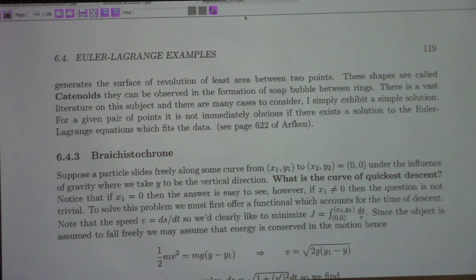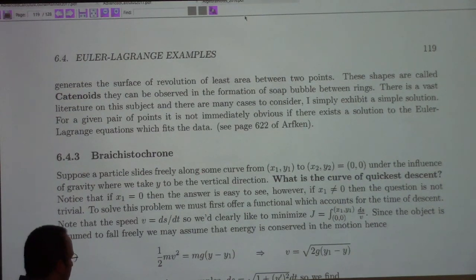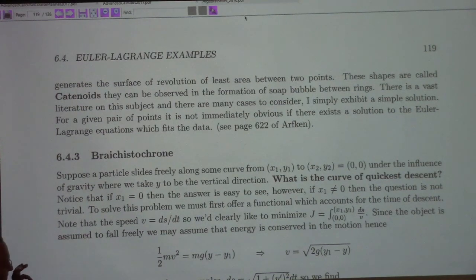Another classic problem is the brachistochrone. Do you think I spelled it wrong? I think you're probably right, but whatever. Sorry. You get what you pay for, right? So the question is, you've got a particle that slides freely along some curve between 2 points. It slides freely along these curves under the influence of gravity, where we take y to be the vertical direction. Which is the curve of quickest descent?